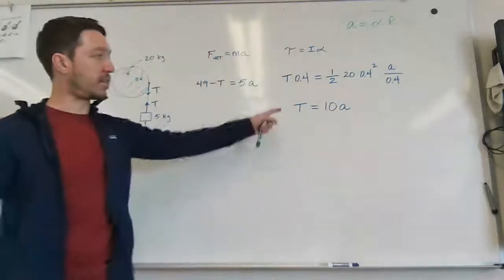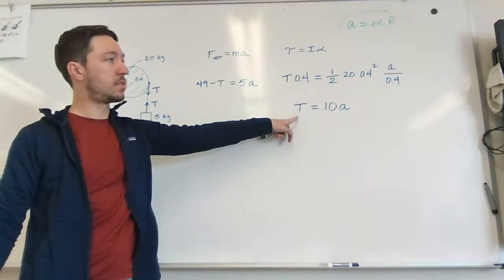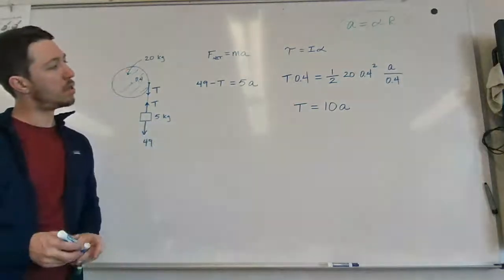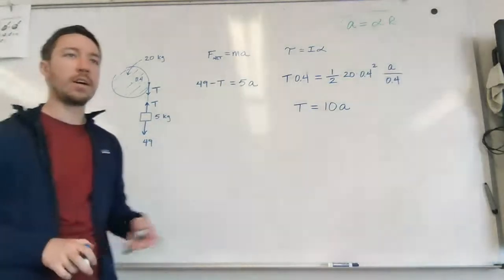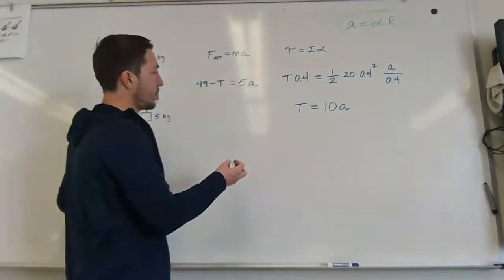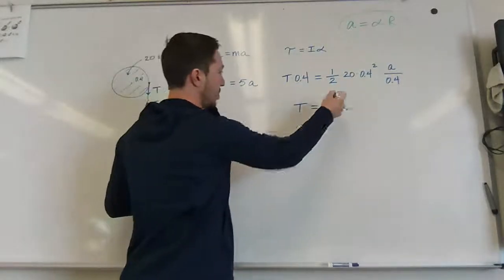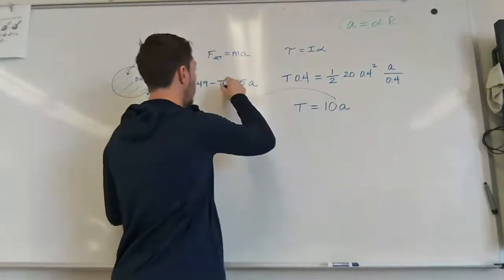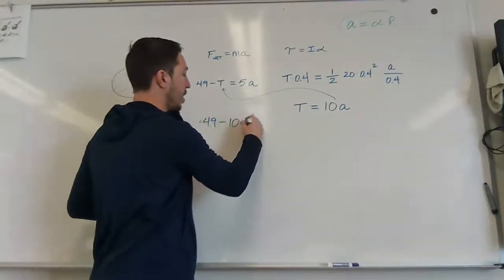If you're stuck, that's the first thing I would do: solve this equation to get that. It's 0.1 times t per A. The same thing, right? I could divide both sides by 10 and get 0.1 t equals A. This is not the only way you can do it, right? It's solving a system. That popped out to me, and then I could plug that in there and get 49 minus 10A equals 5A.